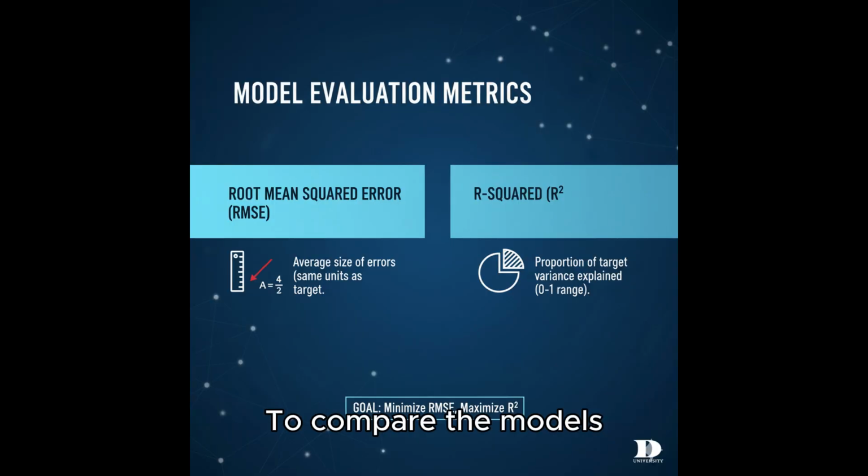To compare the models, I used the metrics root mean squared error and R-squared. Root mean squared error tells us the average size of prediction errors in the same units as the target. R-squared tells us how much of the variation in the target the model explains.